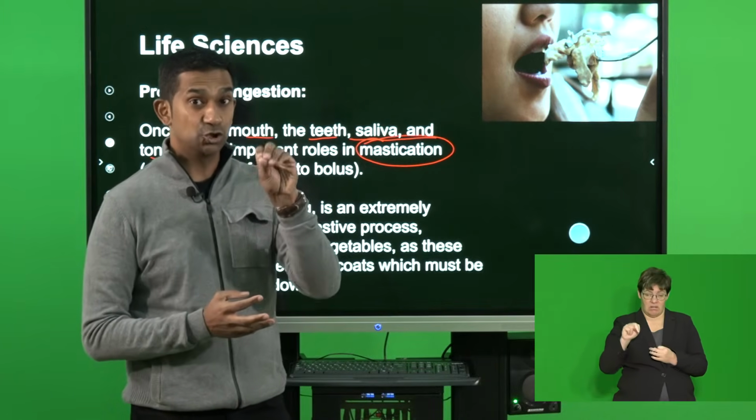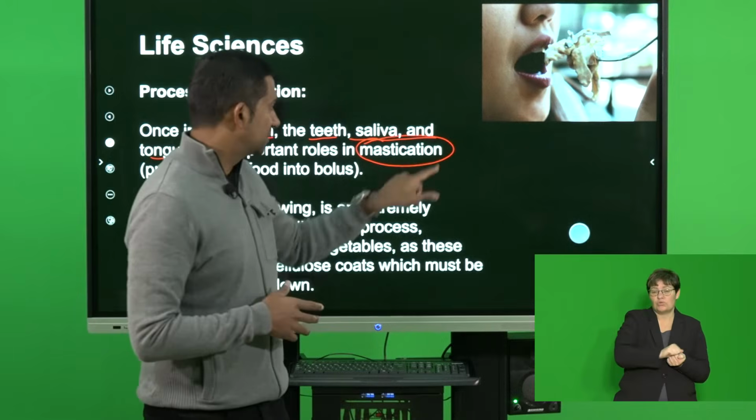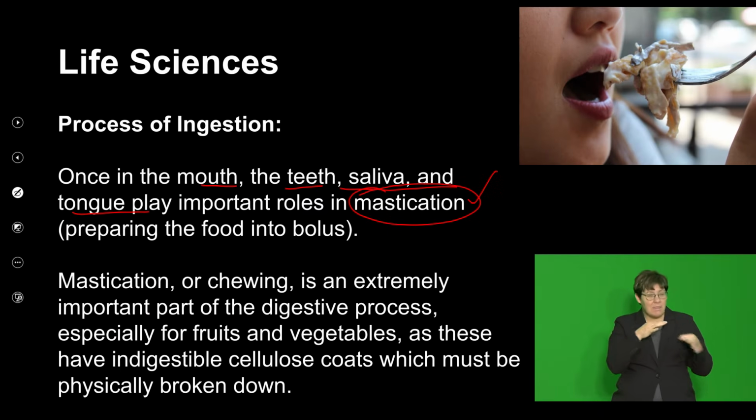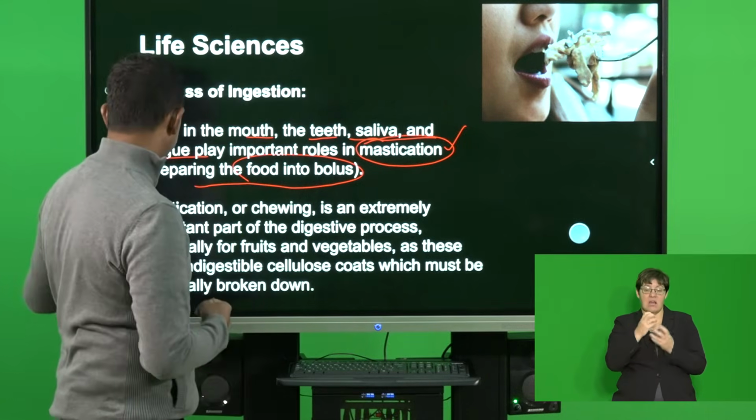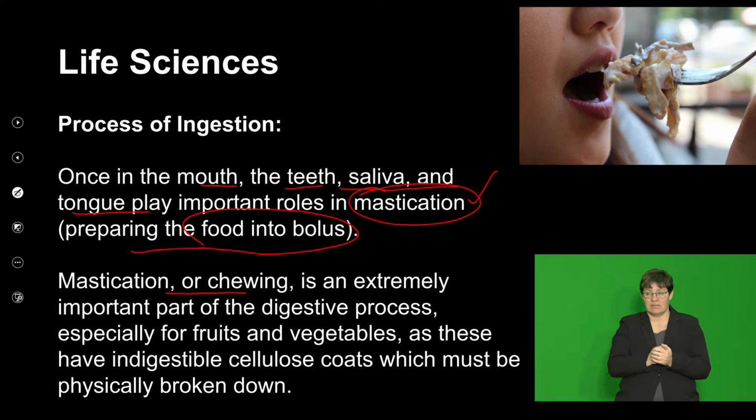Mastication is essentially the chewing of food. It's a complex word that describes the process of chewing. And that prepares the food into a ball that is softened with saliva, the food mass that then moves through. Mastication or chewing is extremely important because it aids in the food being broken down, especially when it comes to consuming fruits and vegetables, as these have indigestible cellulose, and these coats must be physically broken down in order for us to release the nutrients.